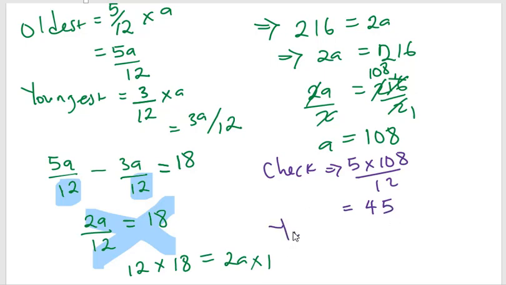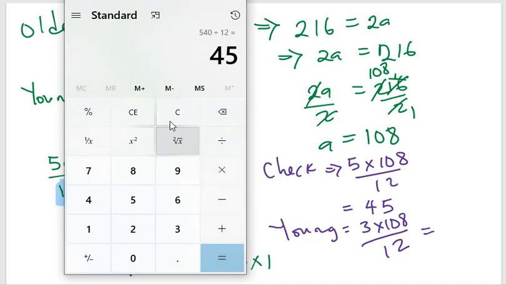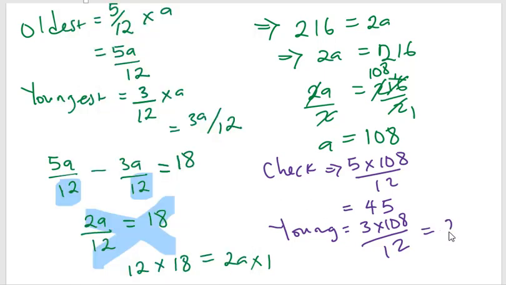So youngest will have 3 multiplied by 108 divided by 12. Let's do that. 3 multiplied by 108 divided by 12, 27. Okay, now let's check for the person.